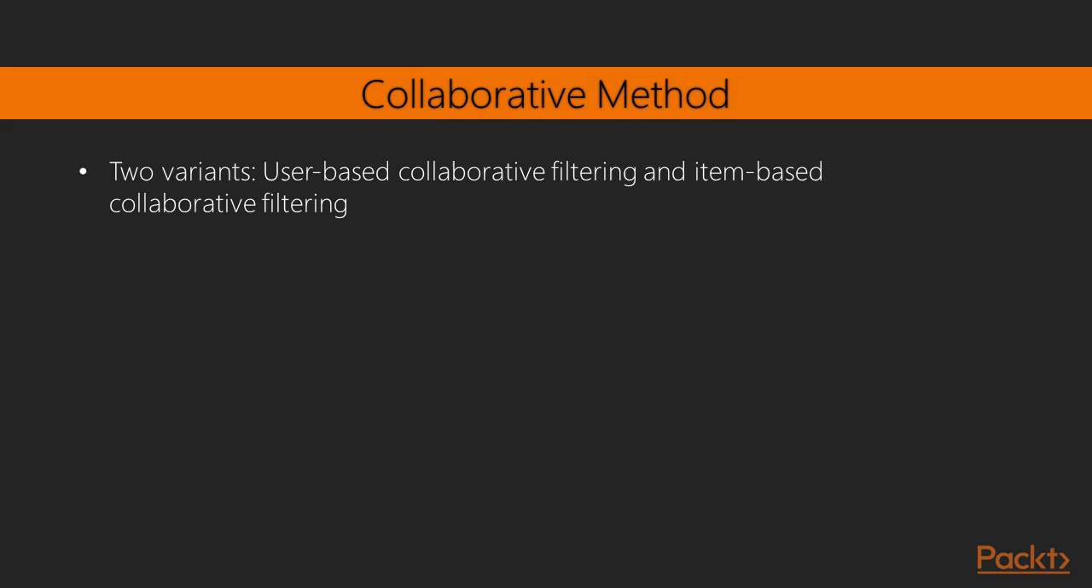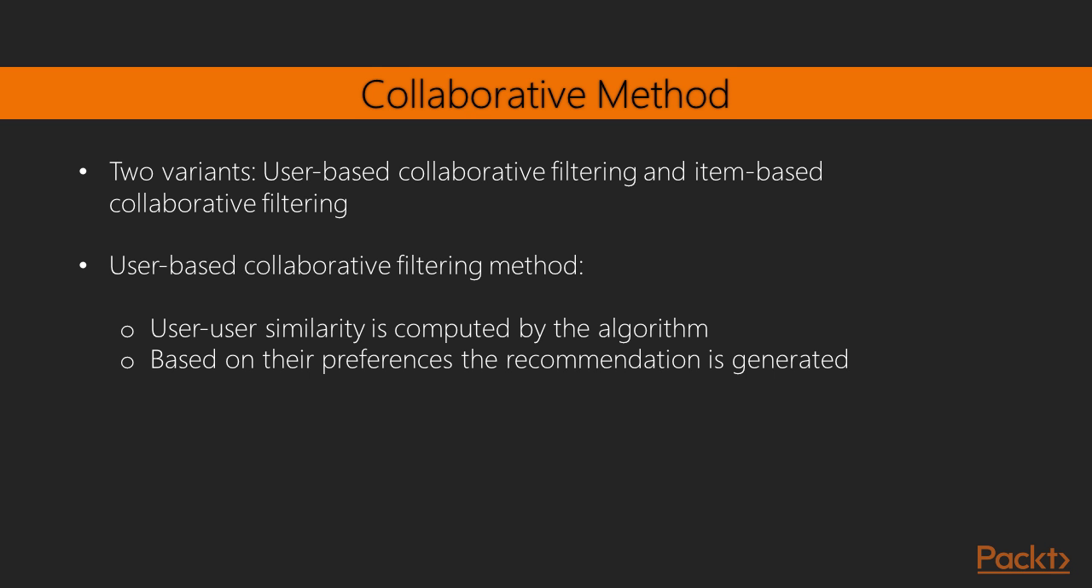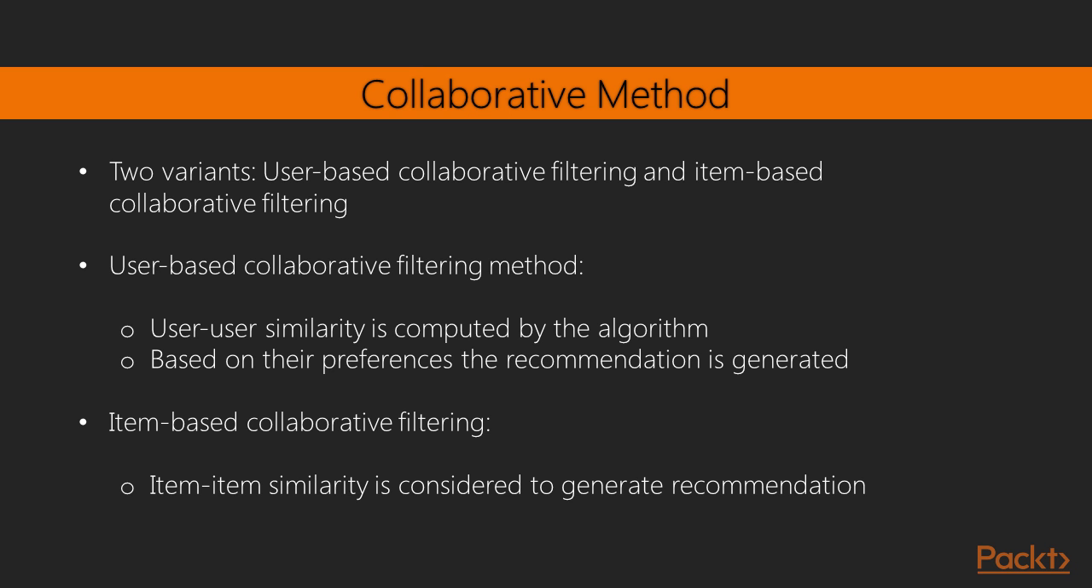Basically, in content-based methods, the text is used to find the match between 2 documents, so that the recommendation can be generated. In collaborative filtering, there are 2 variants, user-based collaborative filtering and item-based collaborative filtering. In the user-based collaborative filtering method, the user similarity is computed by the algorithm, and then based on their preferences, the recommendations are generated. In item-based collaborative filtering, item-item similarity is considered to generate recommendations.